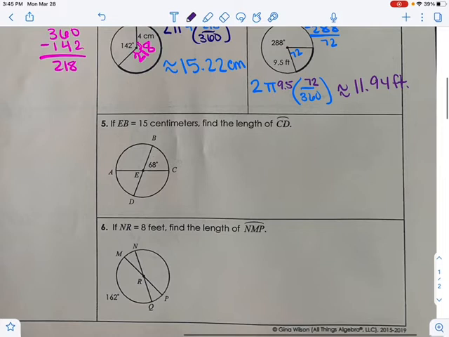Okay. 5 and 6, pictures are not fully labeled, so we need to figure it out. First thing I'm looking at is at the very end. Find the length of CD. So I'm going to color in CD so I know where I need to focus.